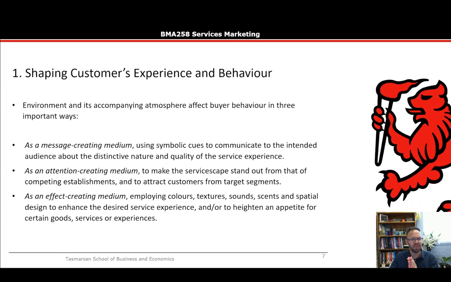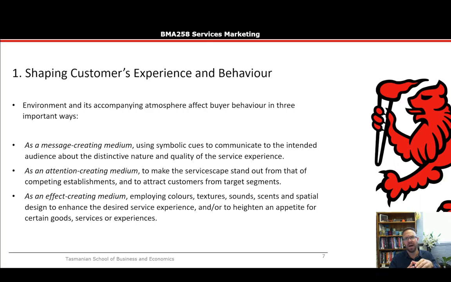So the environment, or the service environment and its accompanying atmosphere, affect buyer behaviour in 3 important ways. First of all, the service environment is a message creating medium, using symbols and cues to communicate to the intended audience about the distinctive nature and quality of the service experience. So even the way that we design our servicescape, by the way our retail stores look, or the way our hotels look, or the way our accounting practice looks, or all these different service environments, the way that they look actually sends messages about what we're about, and the messages that we're trying to communicate.